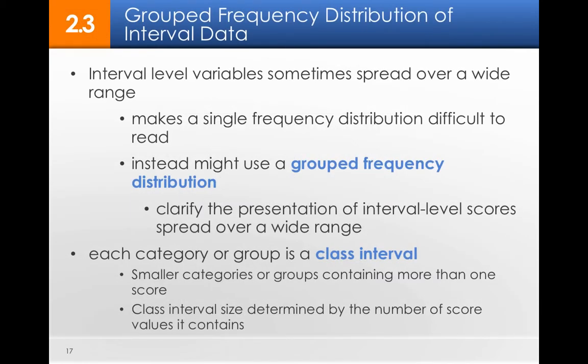Okay, sometimes interval level variables spread over a wide range. You'll see when we look at some of the NIBRS data, that if we were to look at age, it could range from 0 to 99. So sometimes what we want to do is do a grouped frequency distribution. We want to take interval level scores and spread them over some ranges. Each category or group is called a class interval. These are smaller categories or groups containing more than one score.